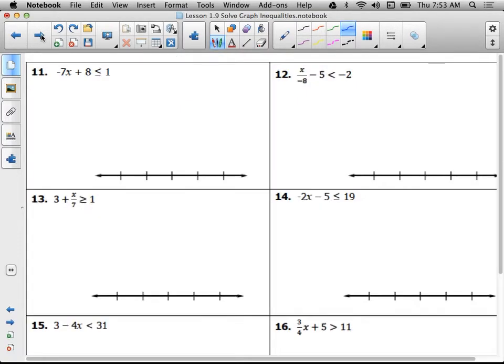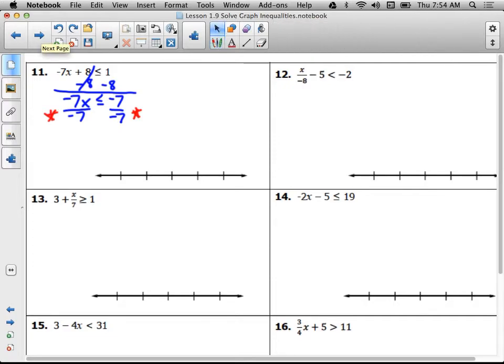Okay? Let's try some more examples. Let's see if we can get some examples where we're flipping things. So let's take a look at number 11. All right? 11, I'm going to subtract 8 from both sides. And now I'm going to divide both sides by negative 7 to get that x by itself. Notice I'm dividing by a negative number here.